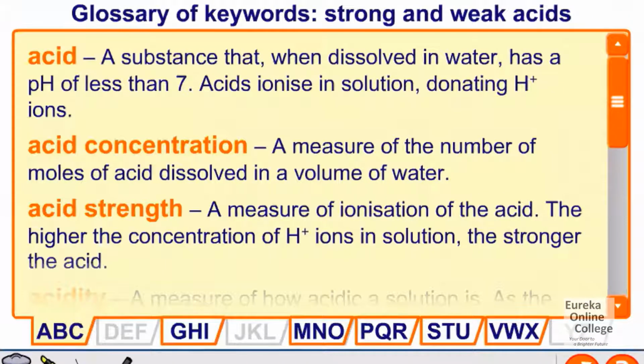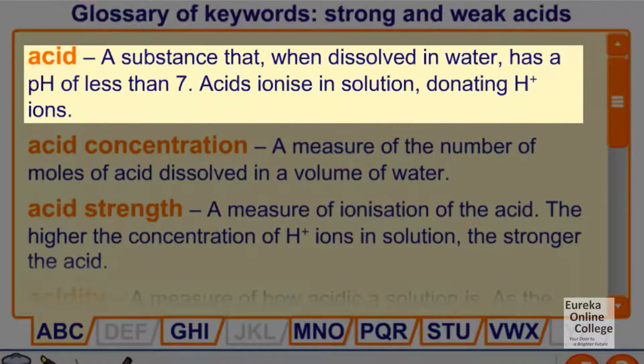Okay, so we can look at some glossary of keywords here about strong and weak acids. So an acid is a substance that when dissolved in water has a pH of less than 7. Acids ionise in solution, donating H+. So remember, ionising means that the acid molecule is splitting into a positive and a negative ion.